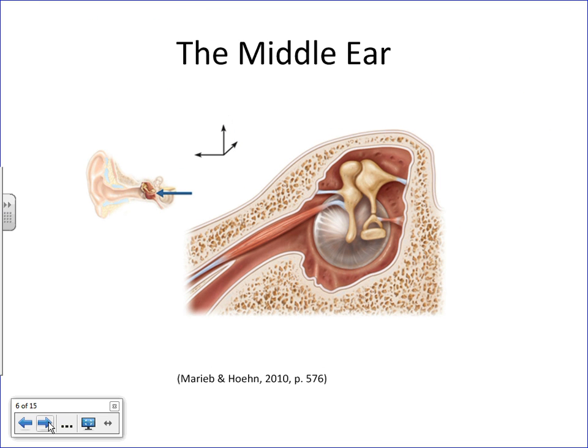All right. Now, also within the middle ear, as I mentioned before, there are three bones: the malleus, the incus, and the stapes. The malleus, the incus, and the stapes. Okay.